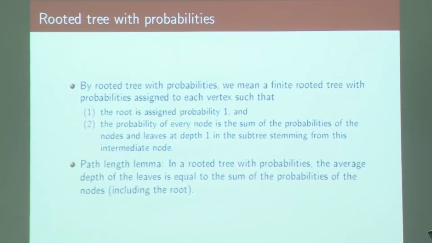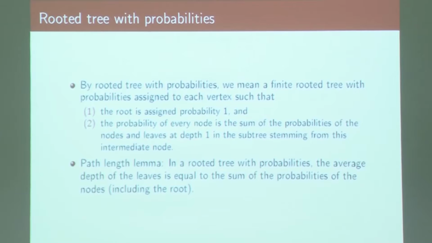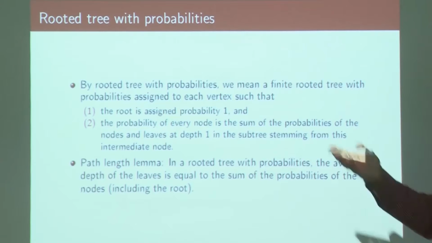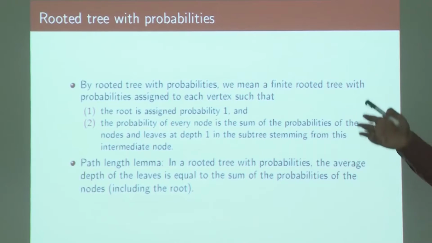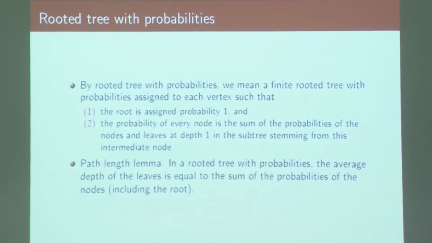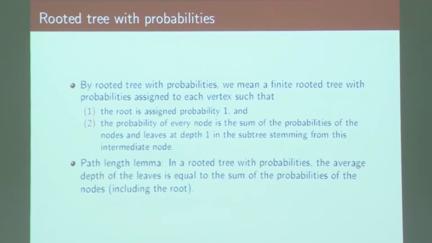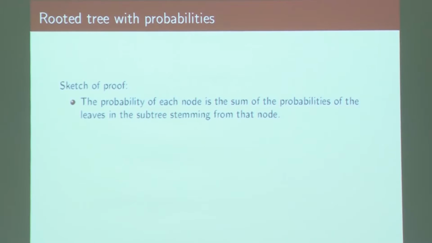How do you find the average depth of the leaf? It is the length of the leaf from the root multiplied by the probability of occurrence of that particular leaf, and you sum it over all the leaves, that would give you the average depth. Now what I am saying is that average depth is nothing but the sum of probabilities of all nodes. Remember, I am using the word nodes, not leaves. Sum of probabilities of all nodes including the root node. Okay. How do I prove it?